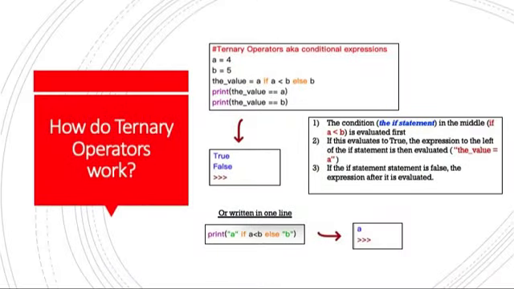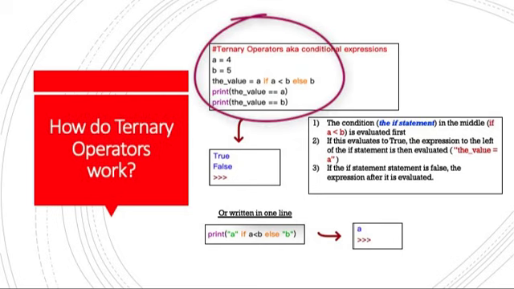So how do ternary operators work? Let's look at this first example here. We have A equals 4, B equals 5, then we have our conditional expression, aka our ternary operator, the underscore value equals A if A is less than B, else B, and then we print the value equal A and the value equal B, and we see that it comes back true and false.